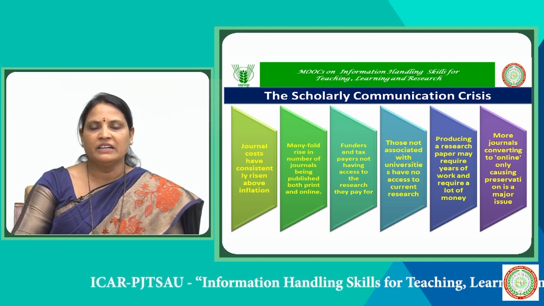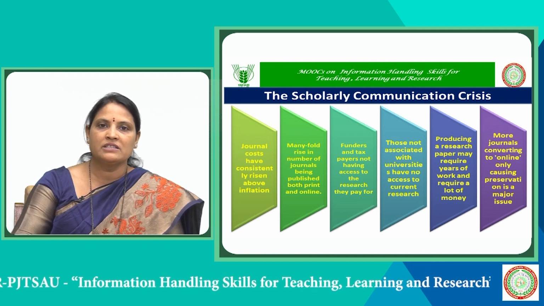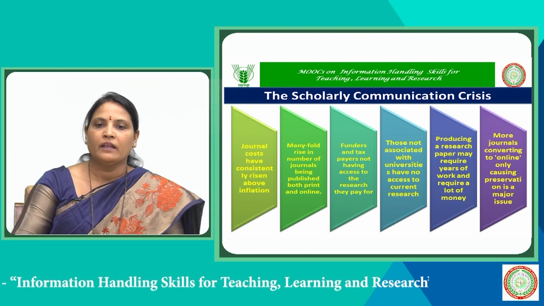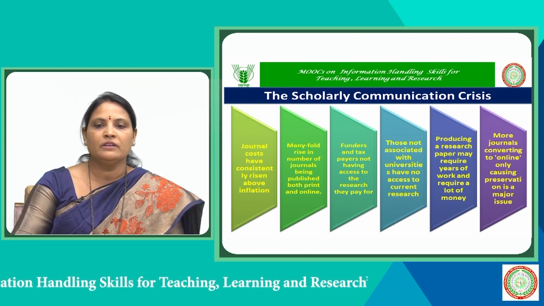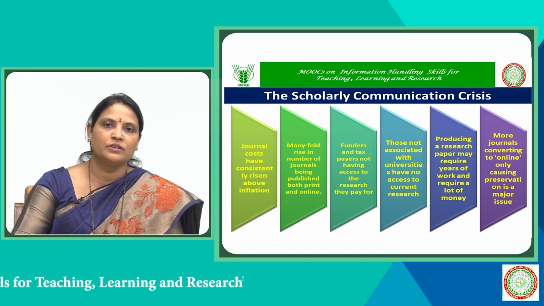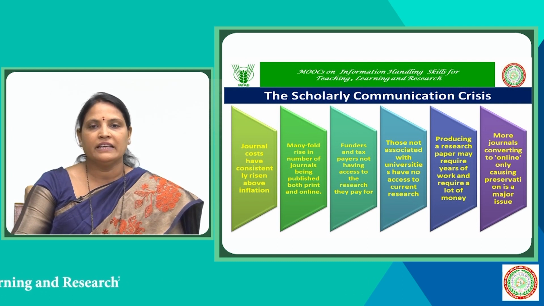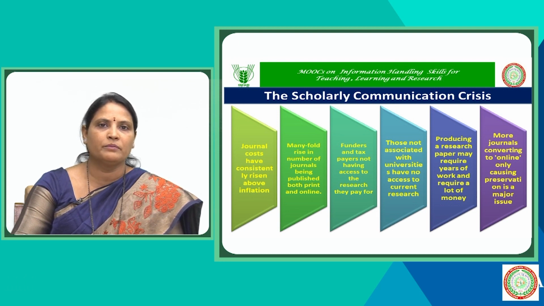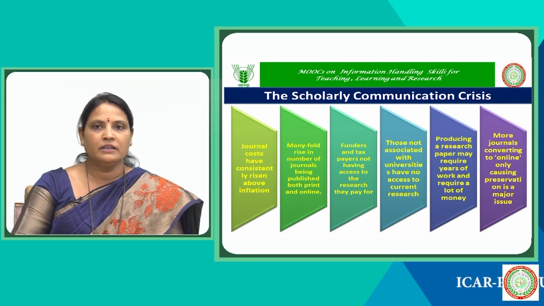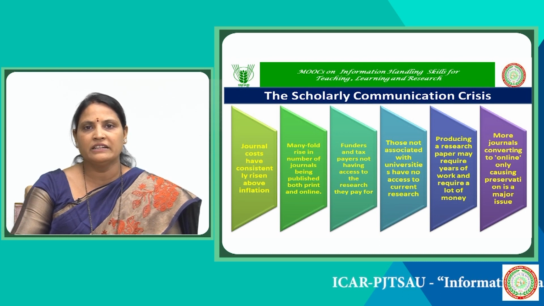The next crisis concerns funders and taxpayers. They may not have access to the research that they are paying for. Then there are those who are not associated with universities, and they don't have access to current research. The next crisis is that producing a research paper may require years of work and a lot of money. So that may be one of the reasons the researcher may not take an interest in doing research.